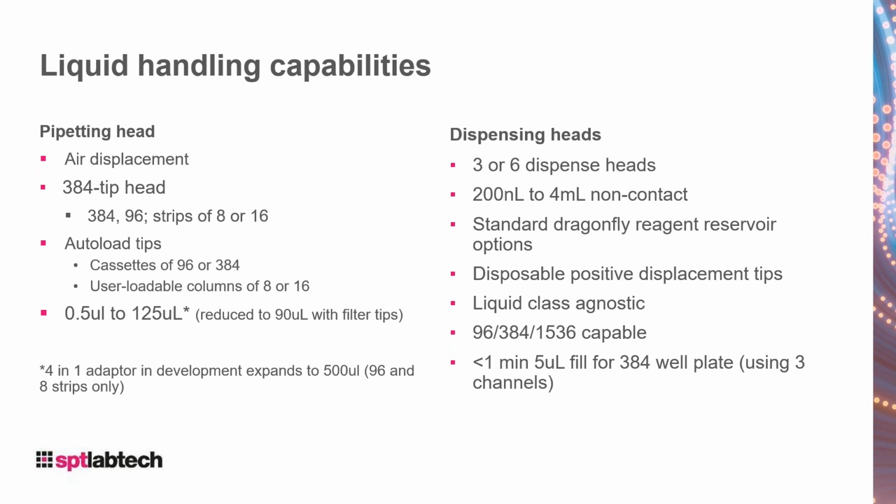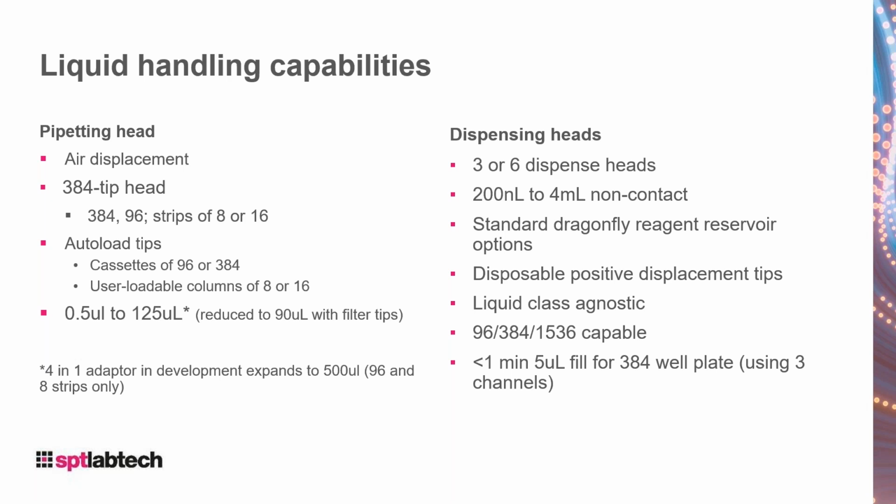The tips are auto load, so the tips come in cassettes of 96 or 384 or in specific strips, and these load into a holder that goes onto the deck for automatic tip changing, so the tips can be changed as required during a protocol. And the range of volumes goes from 0.5 microliters up to 125 microliters, which is a little reduced if you're using filter tips. We're also developing what we call a 4-in-1 adapter, which expands the volume to a higher range up to 500 microliters, but that would just be for the 96 format and also the 8 strips, so that's not applicable to 384 well plates.